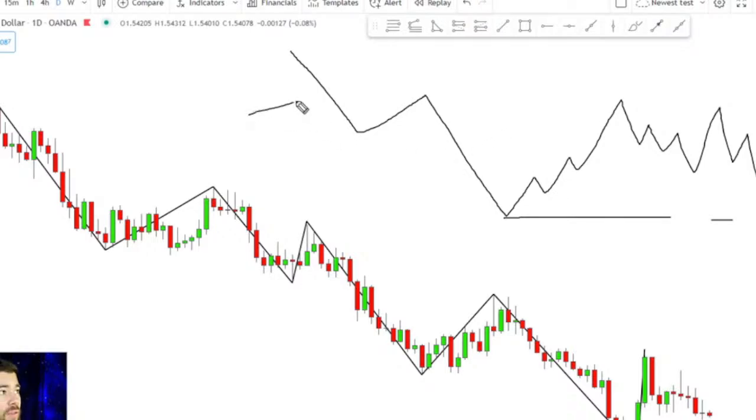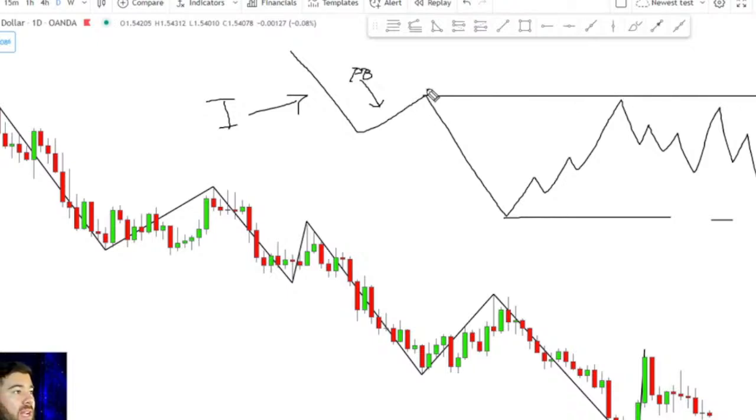Just like an uptrend, we have our impulsive moves here, followed by pullbacks. What we do not want to see is the market break and close above the high of the previous pullback in a downtrend. If that happens, then we're considering that a possible reversal. But as long as that doesn't happen, then we are still in a downtrend.